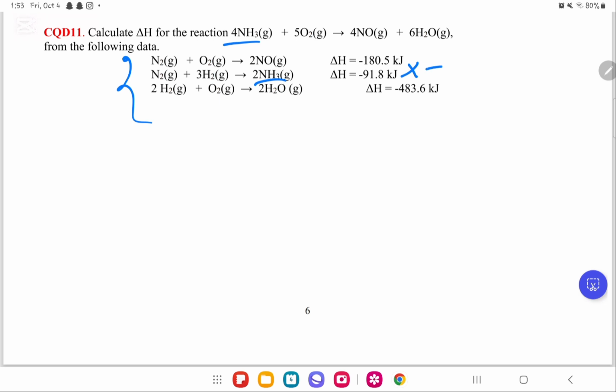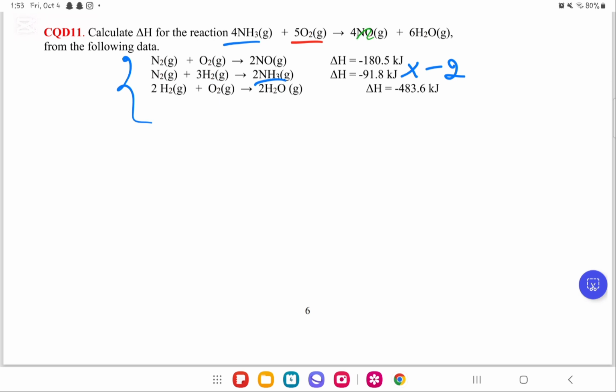Second thing, the coefficient we need is 4, but the coefficient we are given is 2. So we're going to multiply it by 2. So we multiply this equation by negative 2. Next, 5O2. We have O2 in more than one equation. If you ever have anything in more than one equation, especially O2, CO2, H2O, leave it alone. It will solve itself. It will sort out. It will balance itself later.